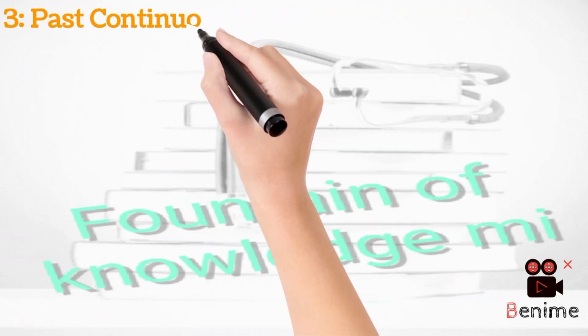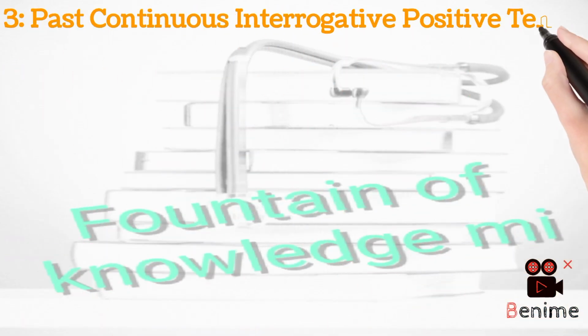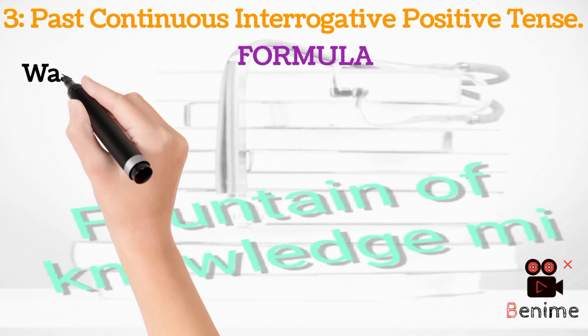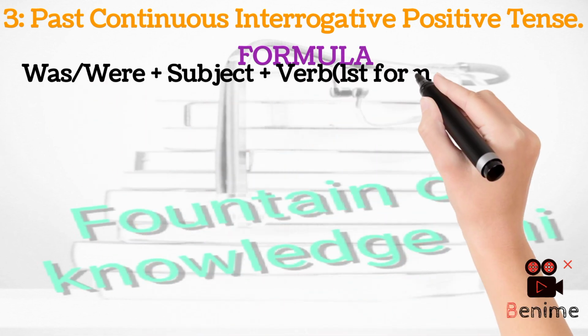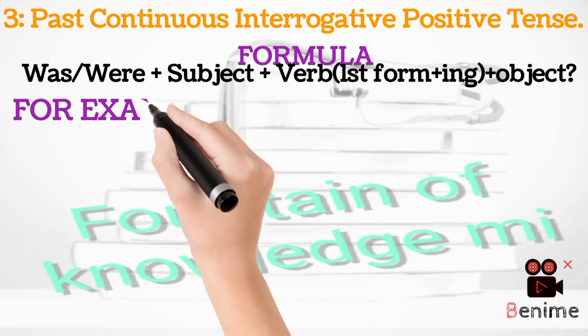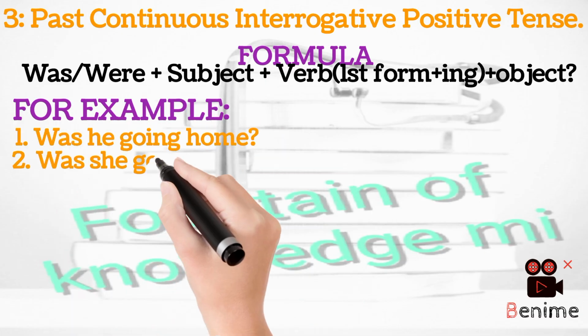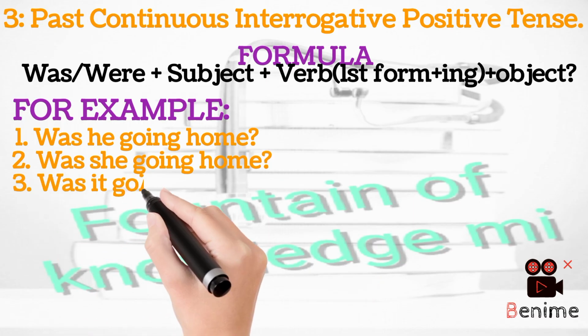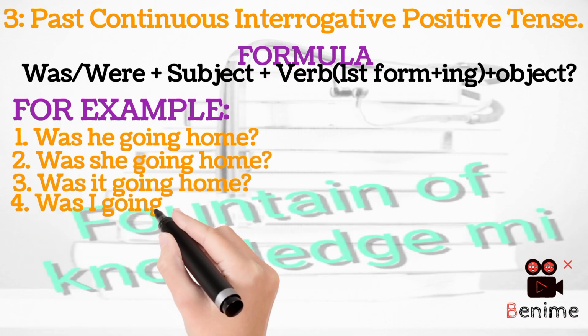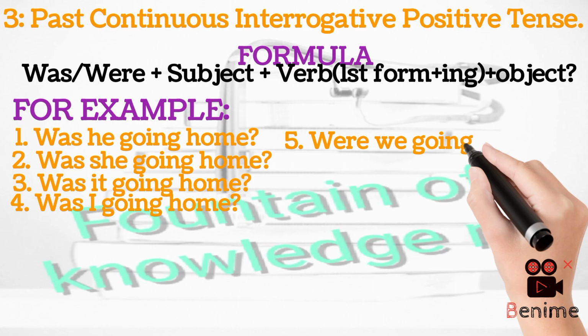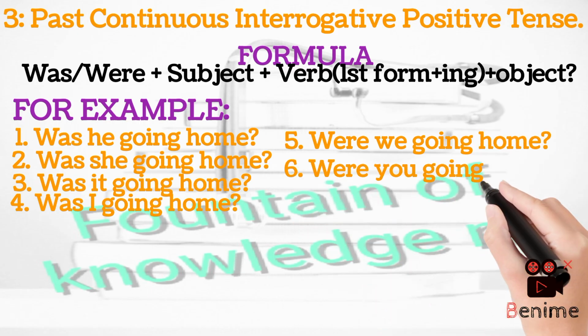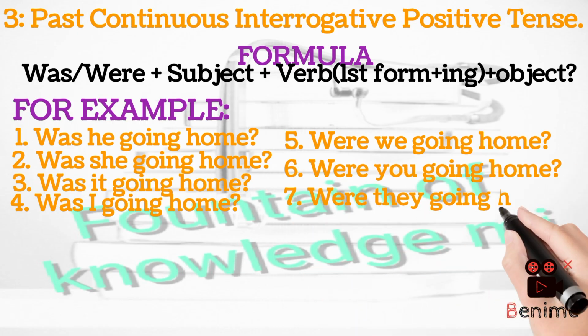3. Past continuous interrogative positive tense. Formula. Was were plus subject plus verb first form plus ing plus object. For example. 1. Was he going home? 2. Was she going home? 3. Was it going home? 4. Was I going home? 5. Were we going home? 6. Were you going home? 7. Were they going home?